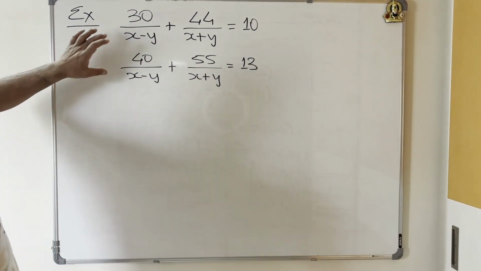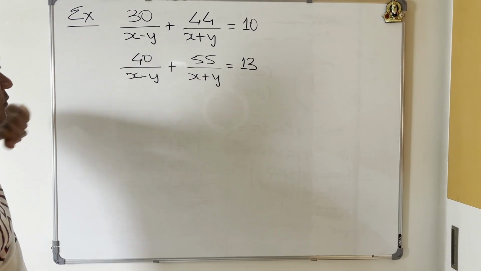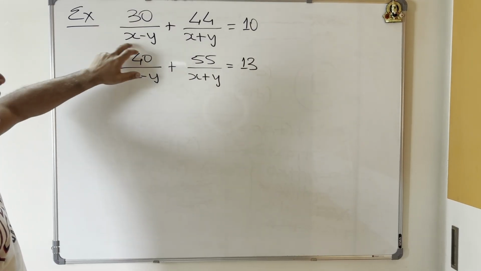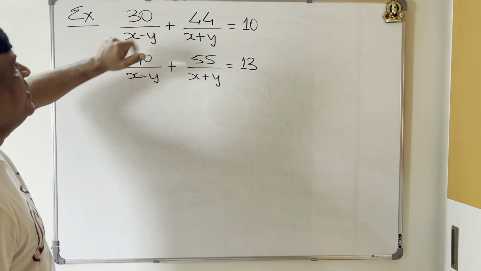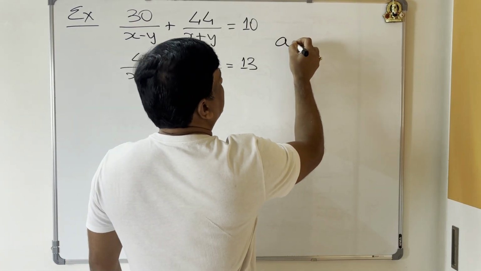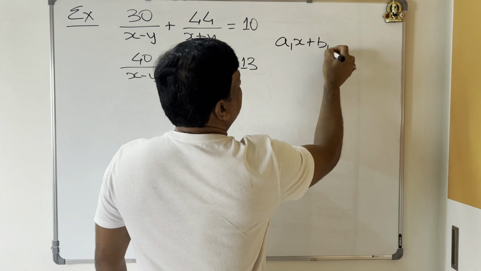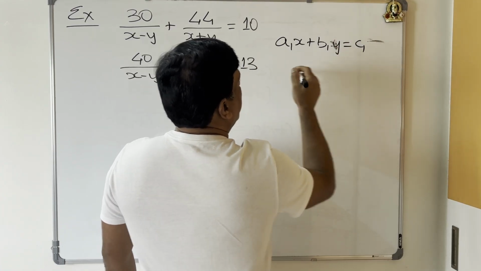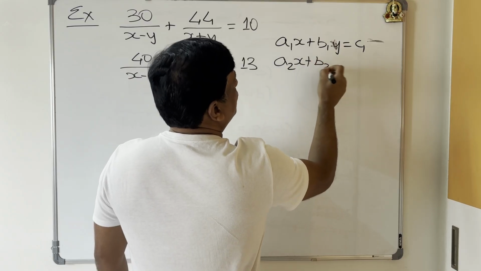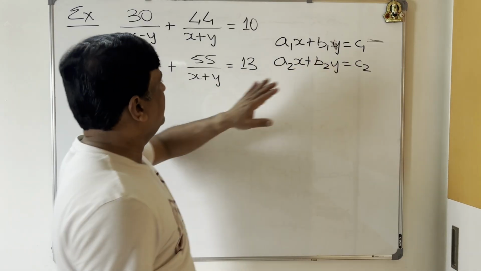Let's look at this example, a system of linear equations which you need to solve. If you look at this particular problem, x and y are variables, and we need to find the value of x and y. But this is not in that particular format which you might have studied, right? a1x plus b1y is equal to c1, and a2x plus b2y is equal to c2. Look at it. This is not in that particular format.